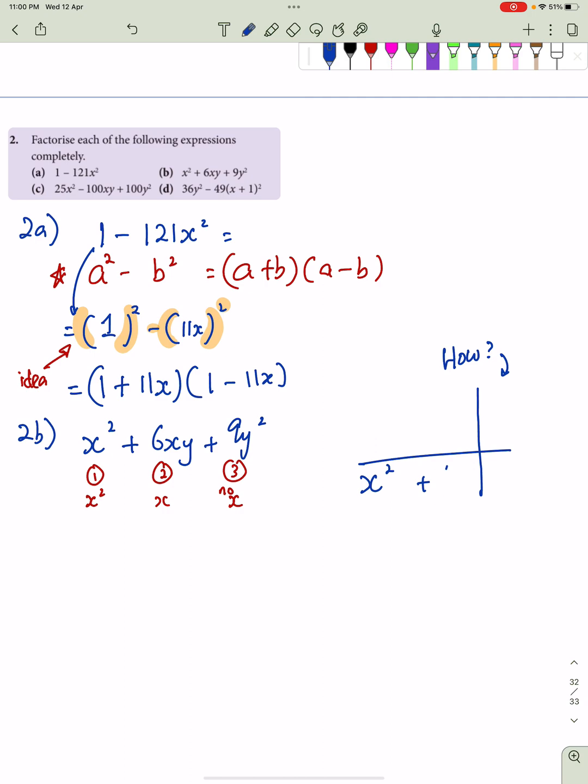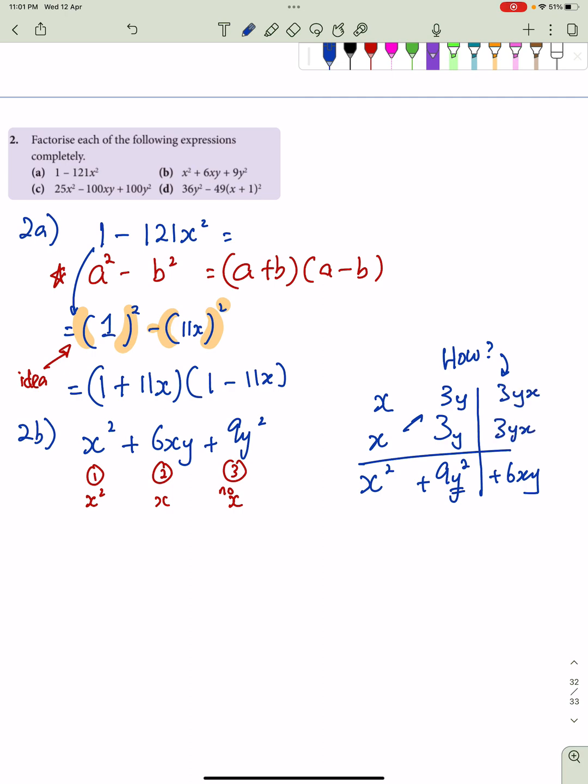I will put 9y squared here, and over here I want to check that I have 6xy. Here no issue. Over here, let me try a 3 and 3. But in order to get a y squared, I must have 3y and 3y, right? So multiply upward, 3y with an x.